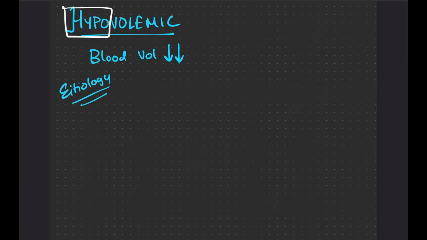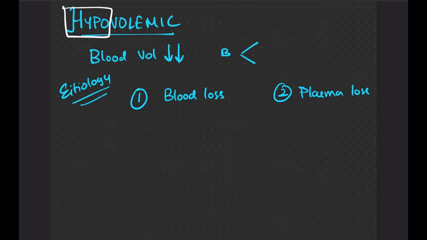There are two types of causes. Number 1 is decrease in blood volume due to blood loss, which is blood cell loss, and number 2 is due to plasma loss. Blood has 2 components: the blood cells and the plasma. If either one is lost, that's how the causes are divided. So let's start with blood loss.